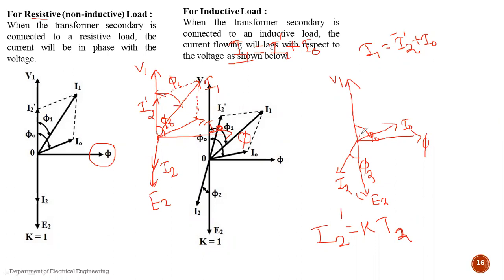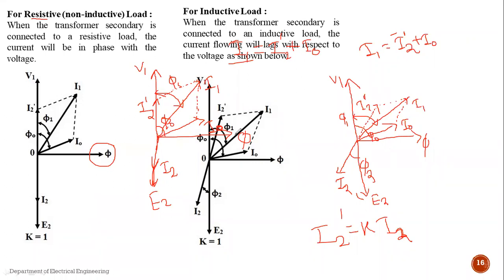We extend this I2 in the opposite direction, so it will be like this. So it is I2 dash. Okay, so I2 dash is here. Now we draw the parallelogram and find the resultant vector, and this resultant vector is nothing but the primary current I1. Primary current I1 lags behind the supply voltage V1 by an angle phi 1. See, this is the phasor diagram related to the inductive load of the transformer.